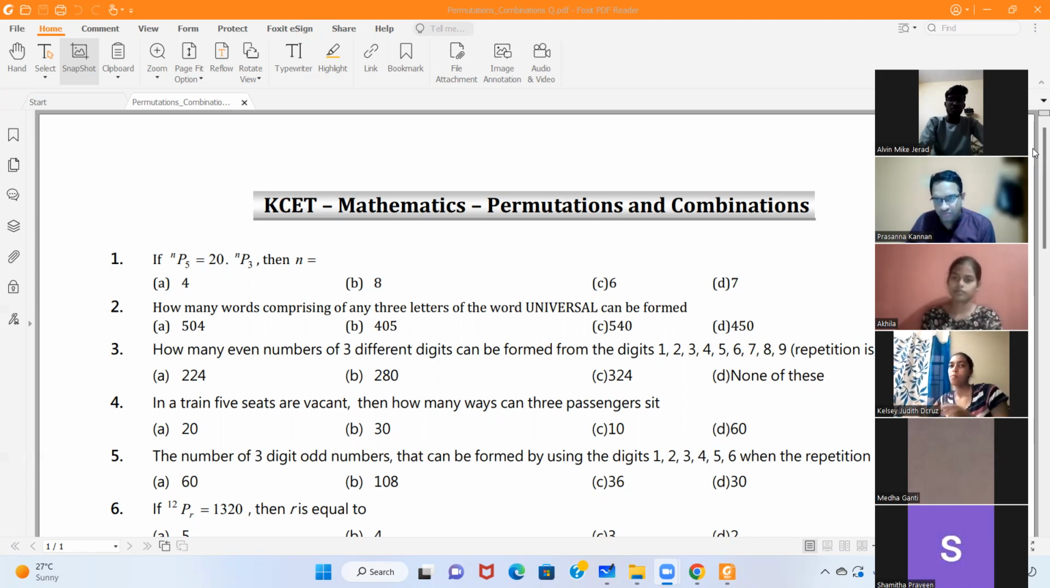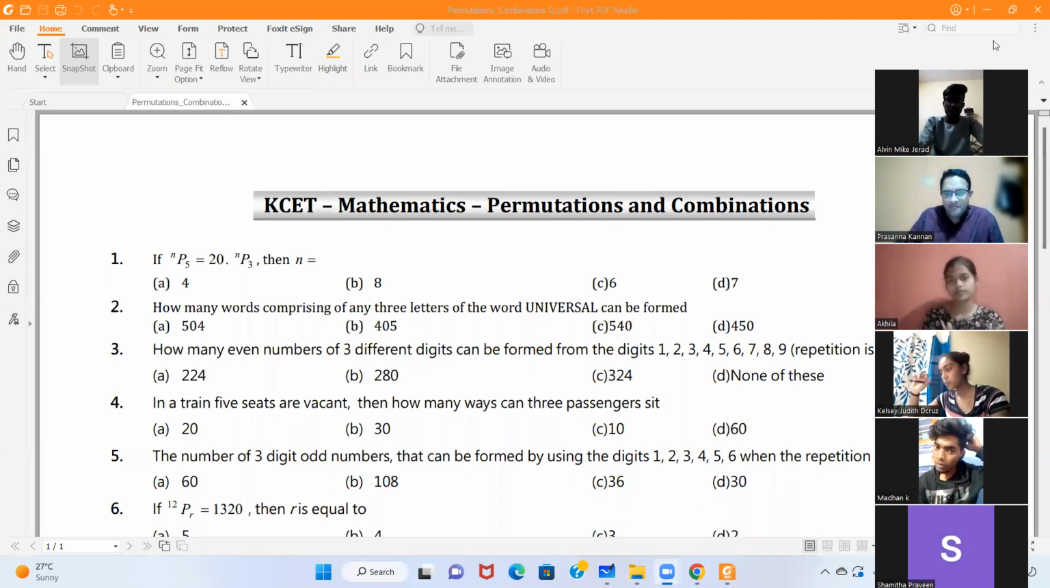So both involve selection. But once you have selected the items, if you arrange them and each arrangement gives you a new meaning, then it's a question on permutations. Very good. And if the arrangement does not give any new meaning, then it is a combination question. Correct?